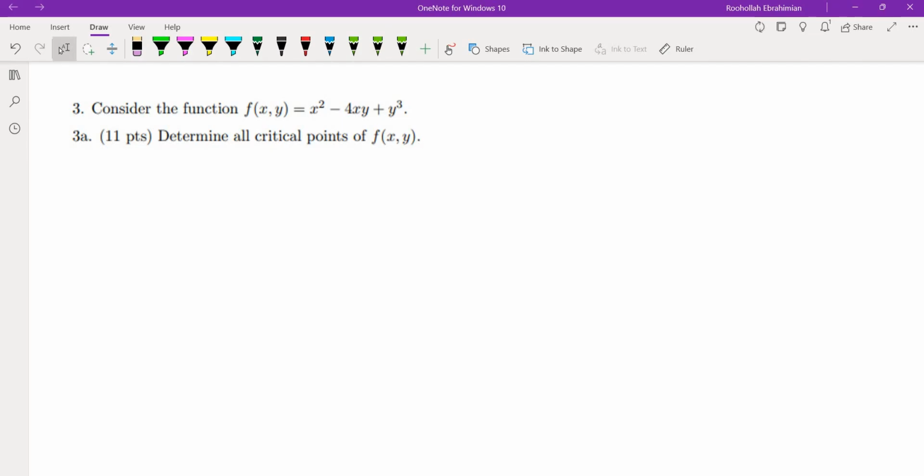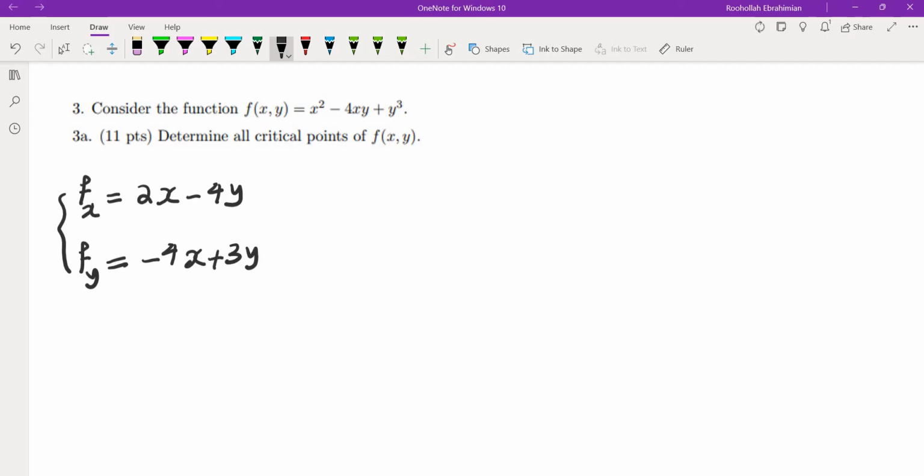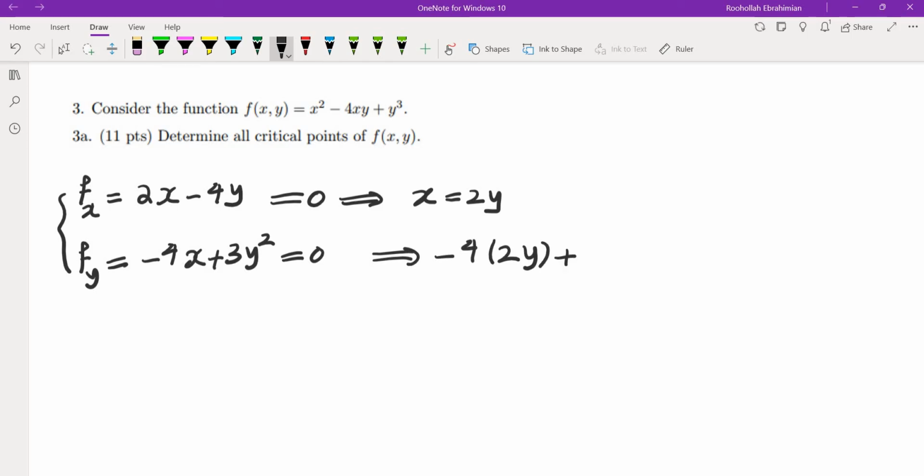The next problem is asking us to find all critical points of this function. So to find critical points, we'll have to set f sub x and f sub y equal to 0 and solve the system. Taking the derivative with respect to x, we get minus 2x minus 4y. Taking the derivative with respect to y, we get minus 4x plus 3y squared. The first one equal to 0 gives us x equals 2y. We'll take that and plug it into the second one. We get minus 4 times 2y plus 3y squared equals 0.